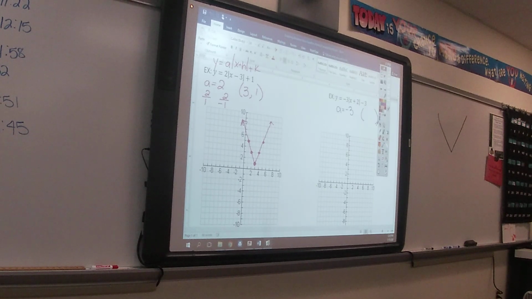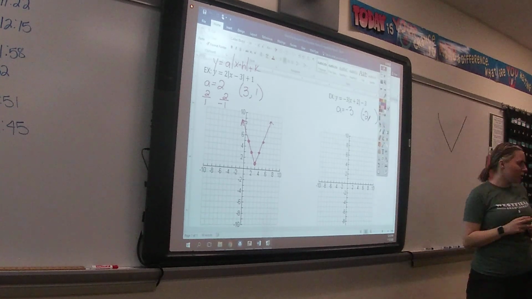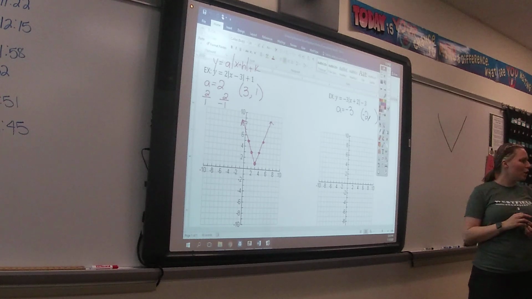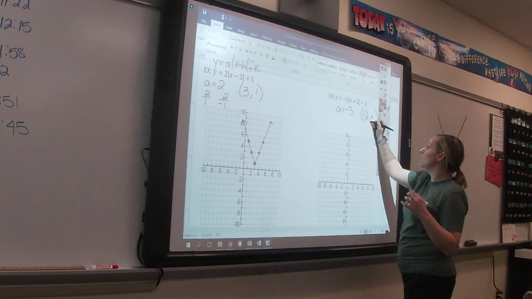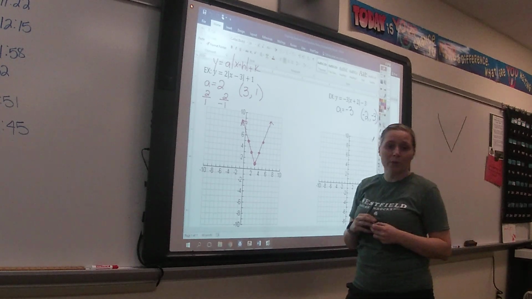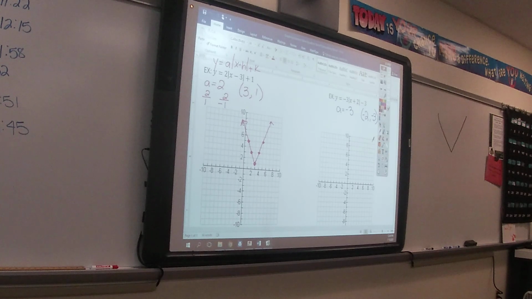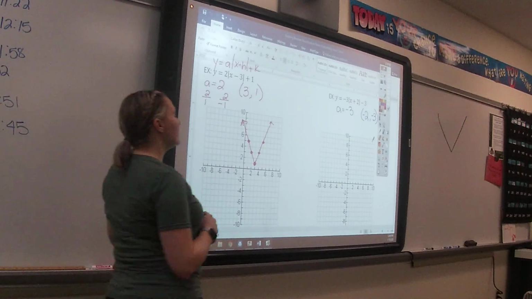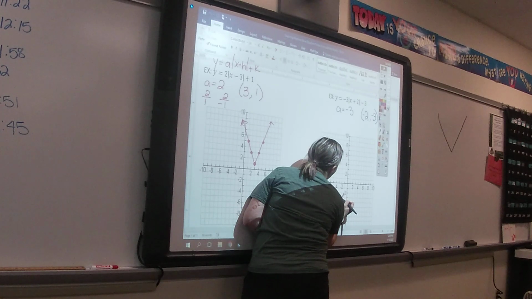What's our starting point going to be? Negative 2. Do we agree with negative 2? Yes. Is it going to be a negative 3 or a positive 3? A negative 3, right? Because there's not a negative in the formula. There's not an opposite in the formula. Now what am I going to do? Plot negative 2, negative 3.